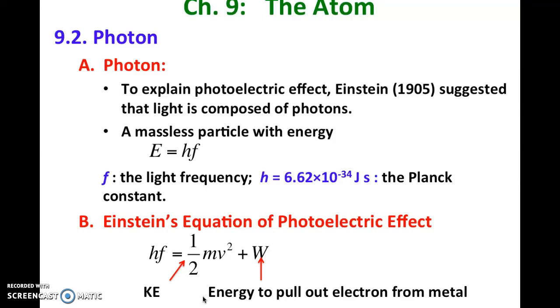He then explained the photoelectric effect based on the photon energy to be equal to the kinetic energy of the electron plus the energy needed to pull out the electron from the metal. Einstein won the 1921 Nobel Prize in Physics due to his equation of photoelectric effect.